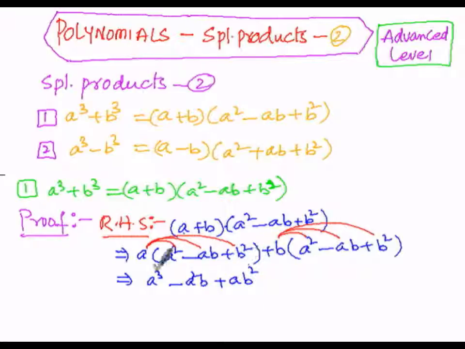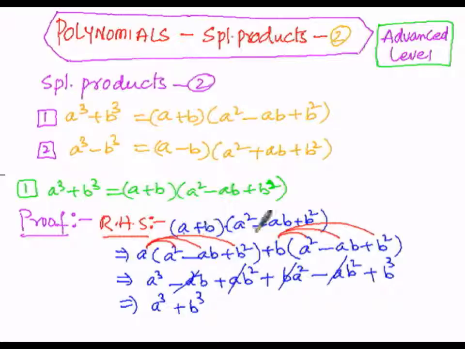In this manner we have multiplied the second expression, a square minus ab plus b square, with a. Then b into a square is b a square, then plus of minus is minus, b into ab is a b square, then plus of plus is plus, b into b square is b cube. So here a square b is there with plus sign and also with minus sign, and this gets cancelled. Then a b square is positive and a b square is negative, and these two get cancelled. Only a cube and b cube with positive sign are left over.